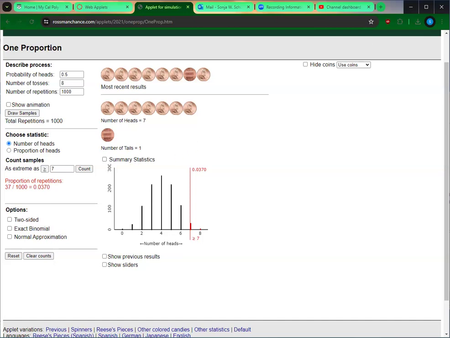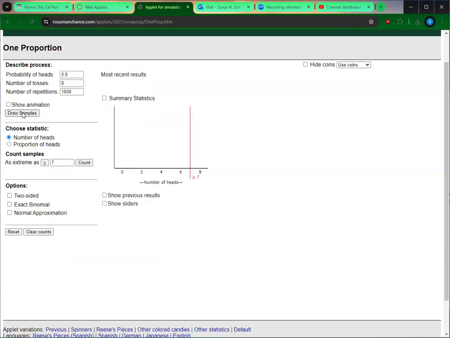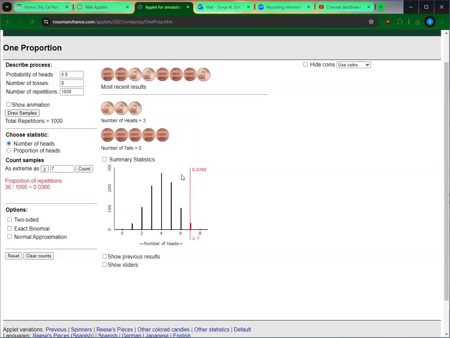We'll go back to, so this you can play with yourself. I highly suggest doing it. If I reset and I draw samples again, do you think I'm going to get exactly the same p-value, that same proportion? And the answer is no, but I did get pretty close to the same value.